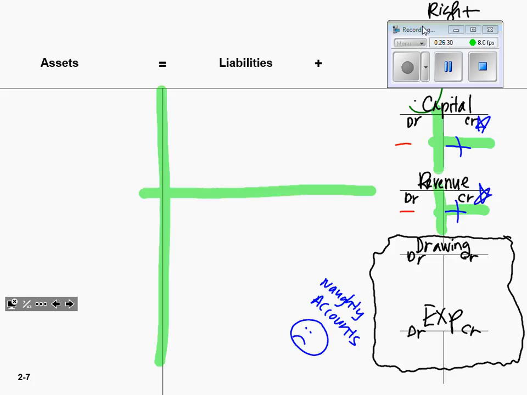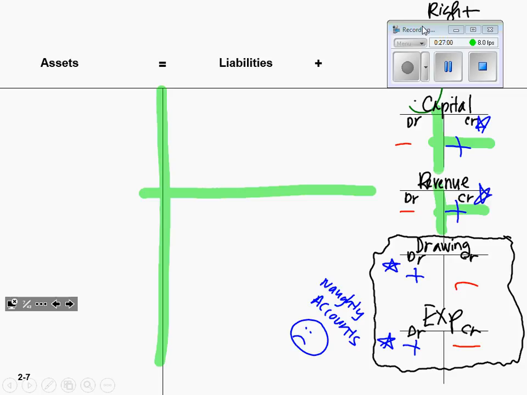The normal balance side of drawing and expenses are debits. That's where you're going to see the increase. The credits are where you're going to see the decrease. So you have to train your brain to know that they're opposite of what normal credit or what normal owner's equity accounts are. They don't want to follow the rules and everything's flipped.